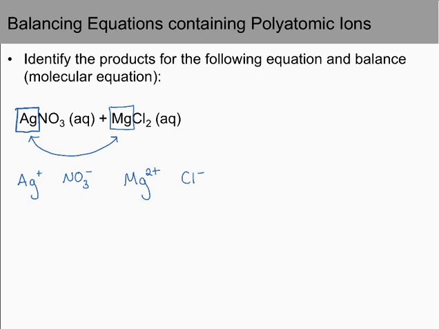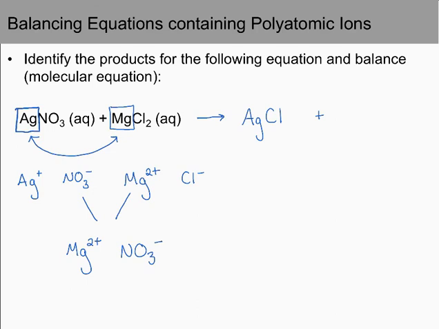So now we're going to switch around silver and magnesium. So in our products, silver and chloride are going to team up, and silver has a +1 charge, and chloride has a -1 charge, so they perfectly balance each other out. All right. Now our other product, magnesium, is going to pair up with nitrate. However, I'm going to draw down here. Remember, magnesium has a 2+ charge. Nitrate has a -1 charge.